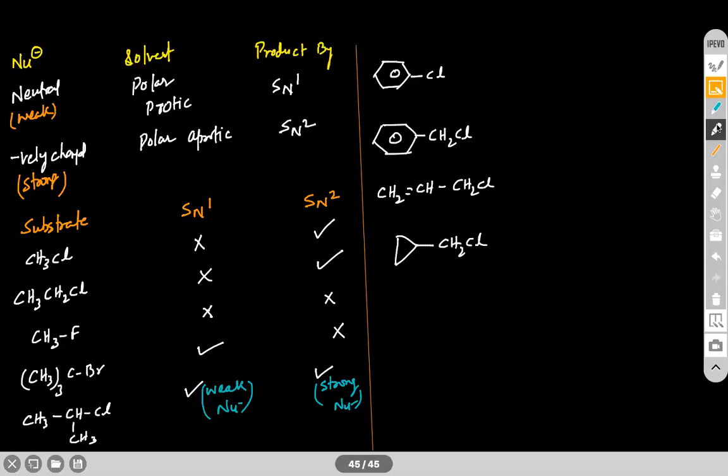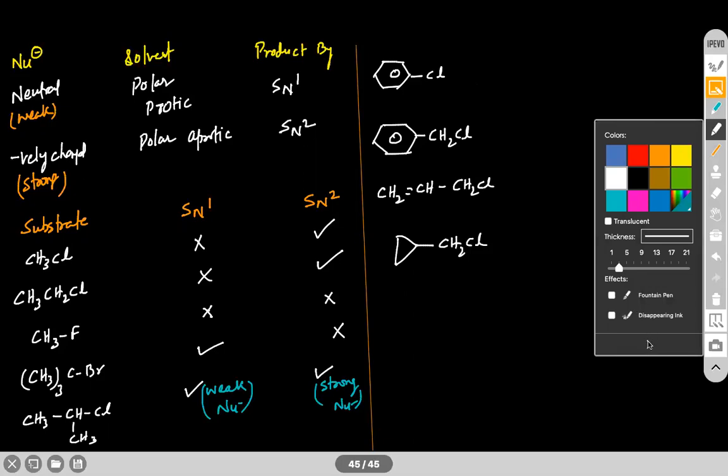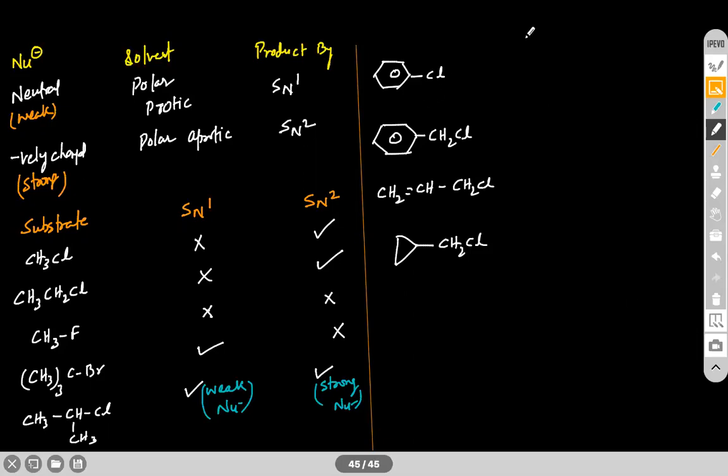See, in this one, the phenyl cation is not at all stable. So SN1 is not possible. SN2 is also not possible because of the partial double bond character we have here. The carbon-chlorine bond in this aryl halide has partial double bond character because of the plus M effect of chlorine, and hence it is difficult to break the bond. SN2 is also not possible.